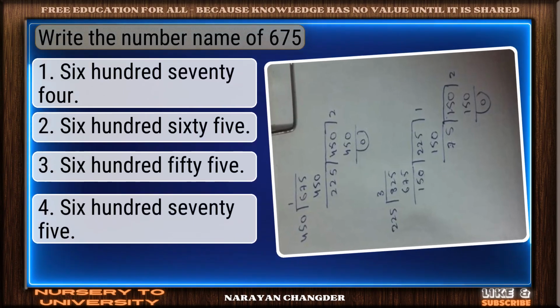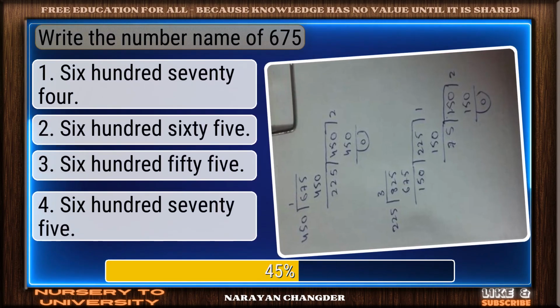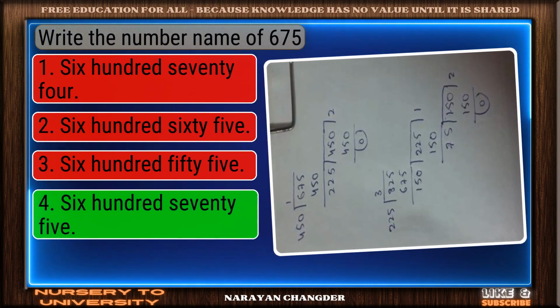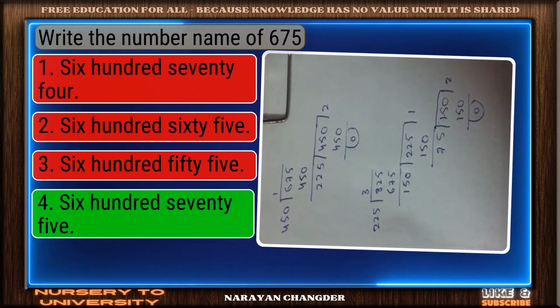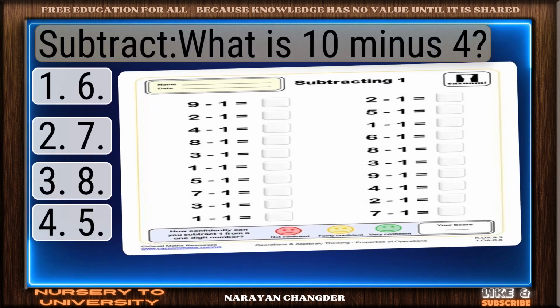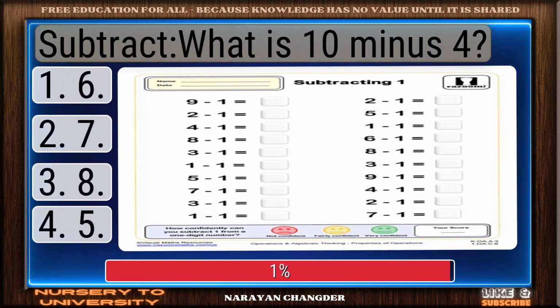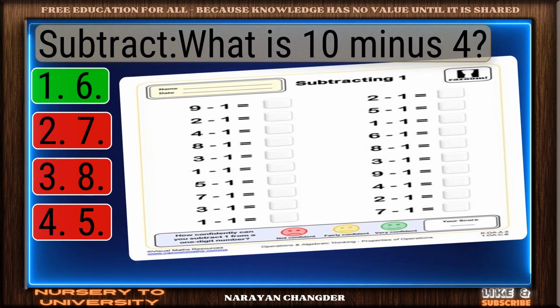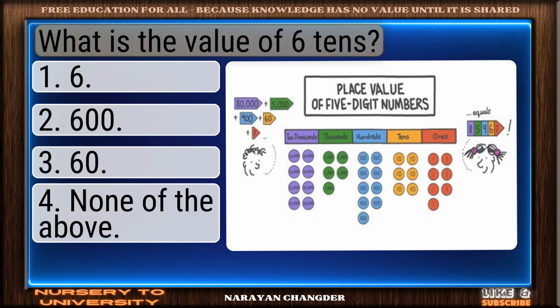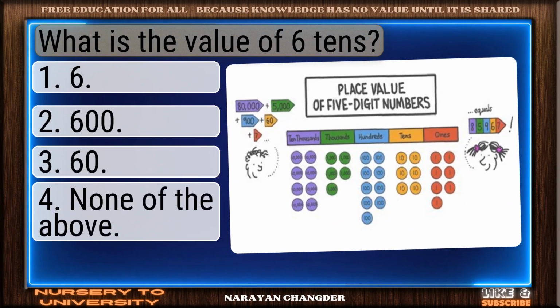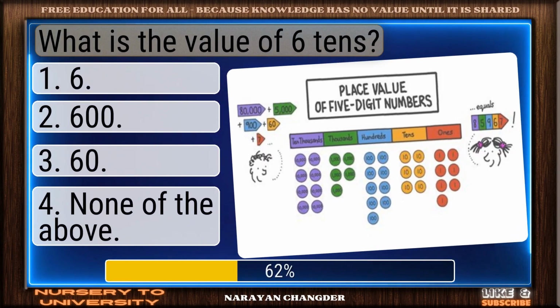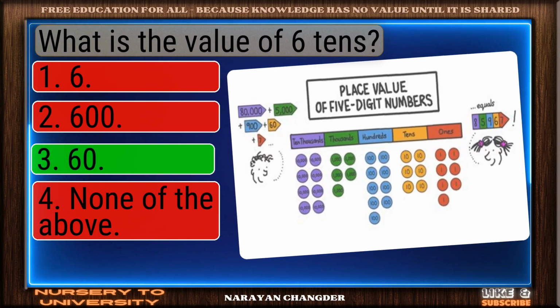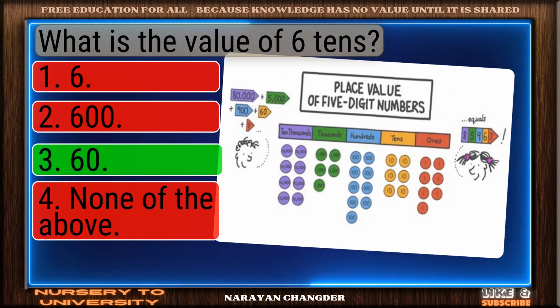Write the number name of 6075. You're right. 675 is the correct answer. Subtract. What is 10 minus 4? Nice work. You chose 6 and it is correct. What is the value of 6 tens? Smart pick. 60 is the correct choice.